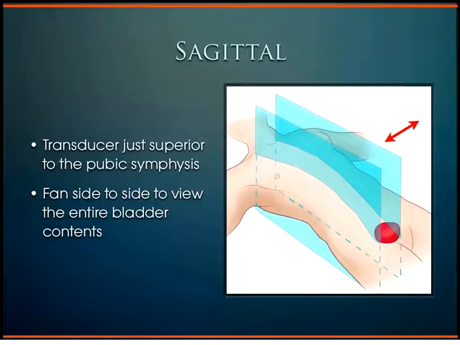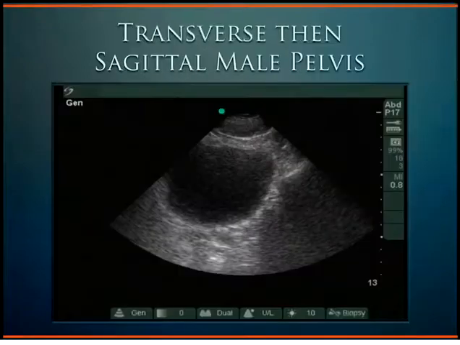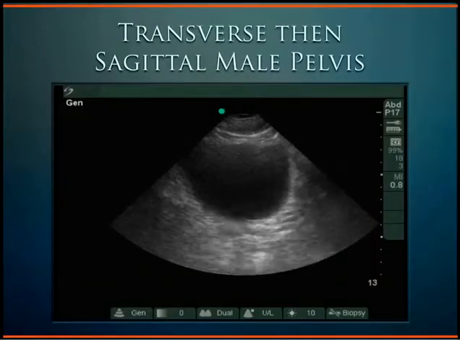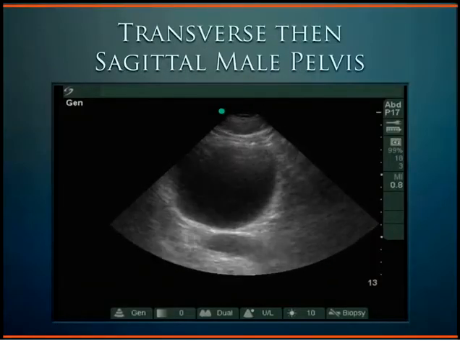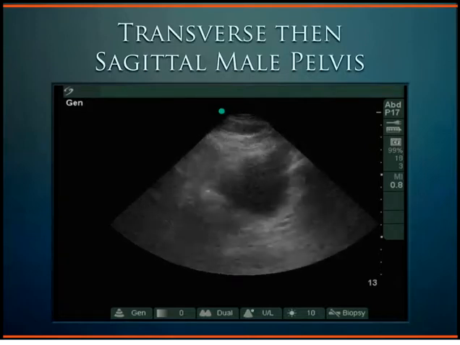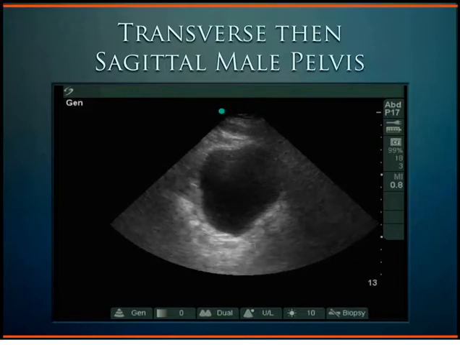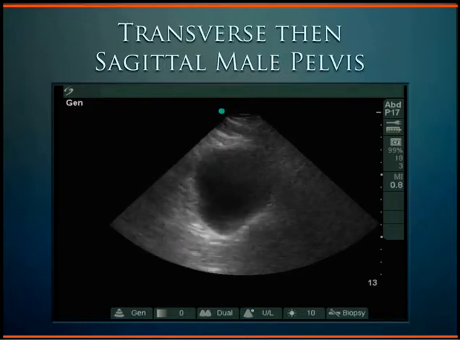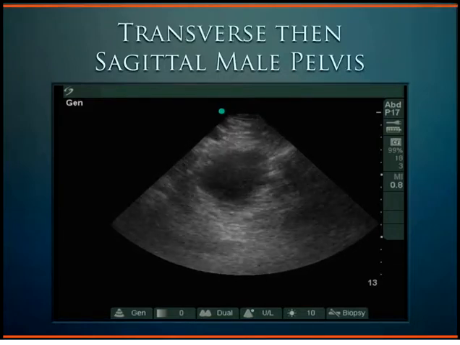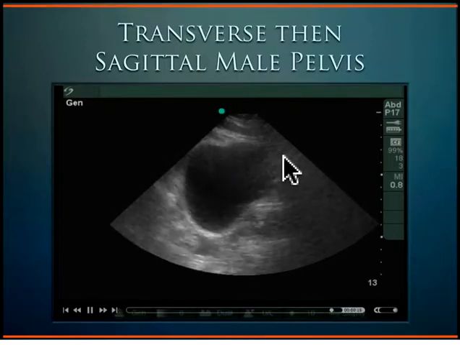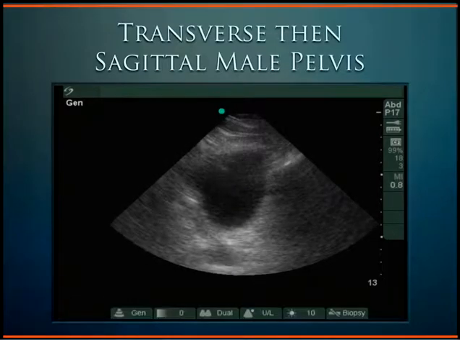Now, when we switch to the sagittal plane, we aim that indicator towards the patient's head, and we're going to be fanning side to side in this case in order to see the entire bladder contents. This is an example here of a transverse view, and then going into a sagittal view here of the male pelvis. Now we're in a sagittal view, the bladder appears a little bit more triangular shaped. In that transverse view, it appeared more rectangular shaped.